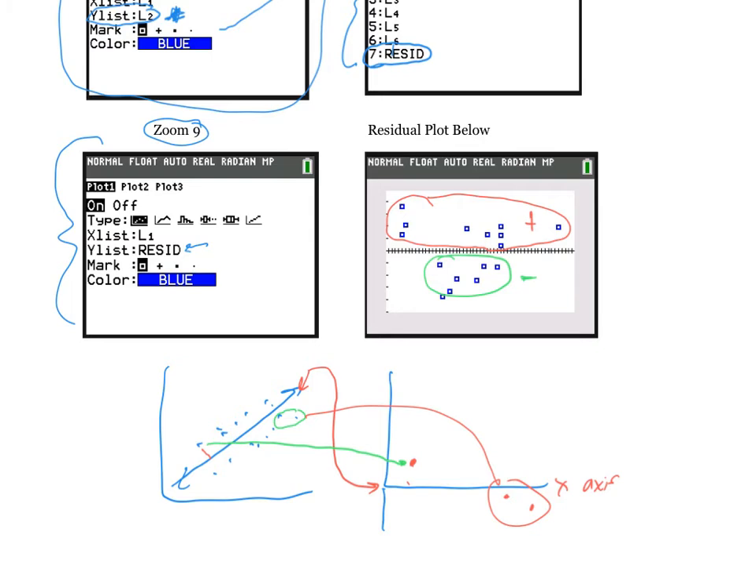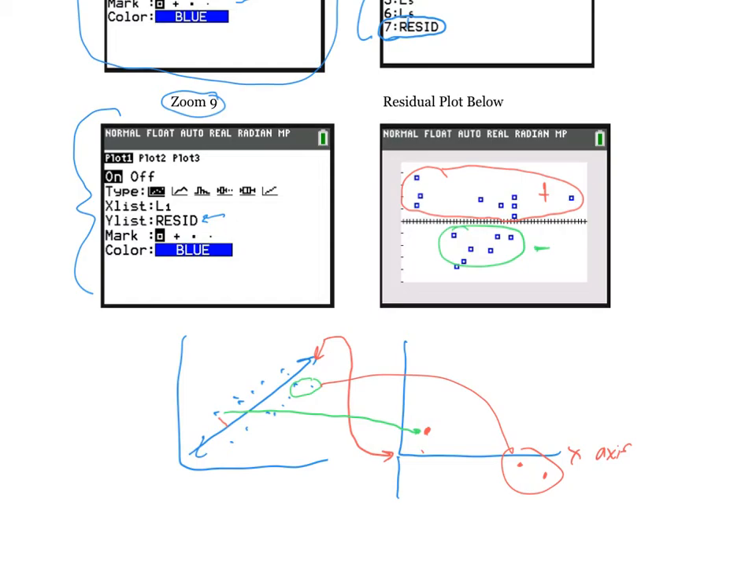Now, what this graph gives us is a clearer picture of the association between the two variables. There are things in the scatter plot that we will not be able to see because of the scale and the magnitude of it. But when we look at the residual plot, new details emerge, and we'll be able to see patterns that we could not see in the scatter plot.